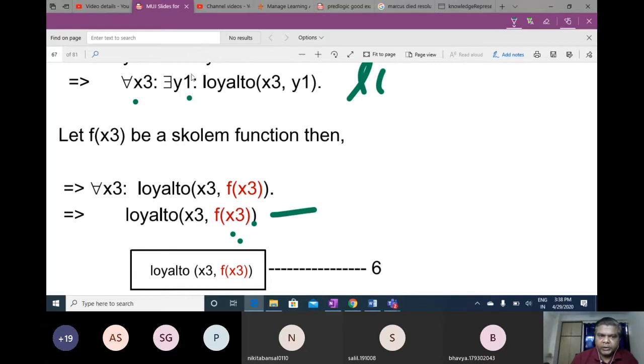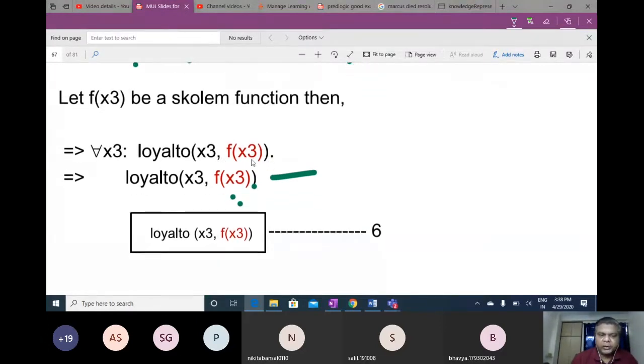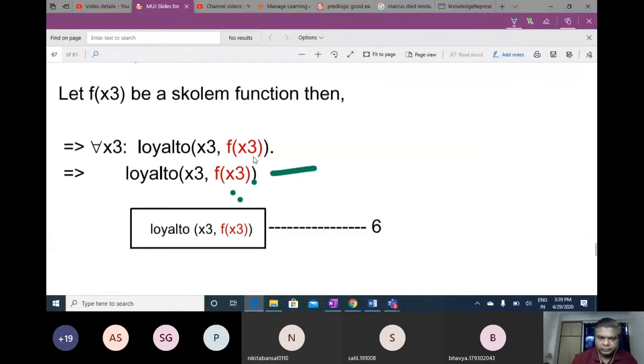So whenever we have to remove or eliminate this existential quantifier, we have to replace the occurrences of this quantified variable by either a constant or a function, and these constants or functions are called Skolem constant or Skolem function. As we have earlier seen, it will be a constant when this variable need not depend on any other variable, and if it depends on any other variable, then it has to be a function. So we have just replaced it by a Skolem function f(x3).